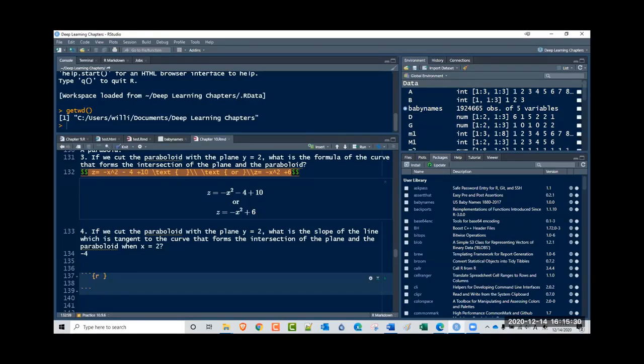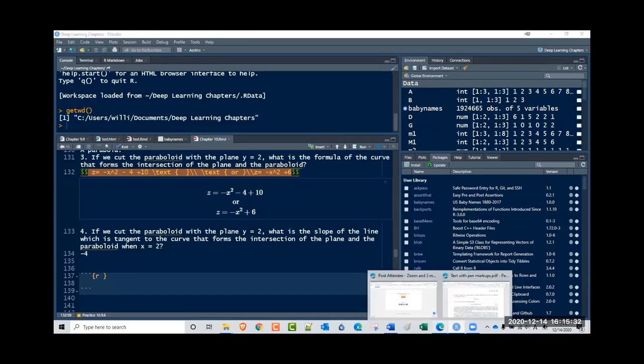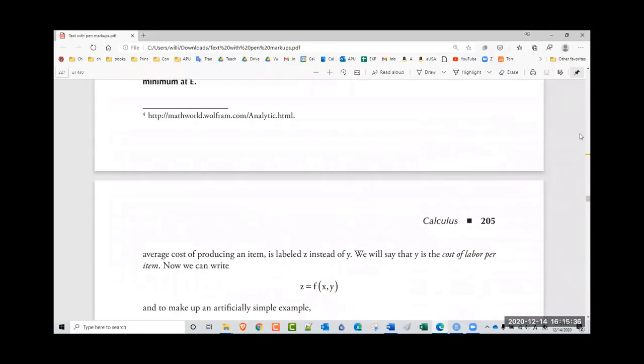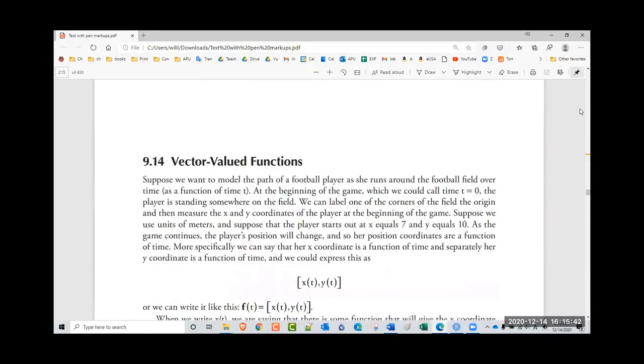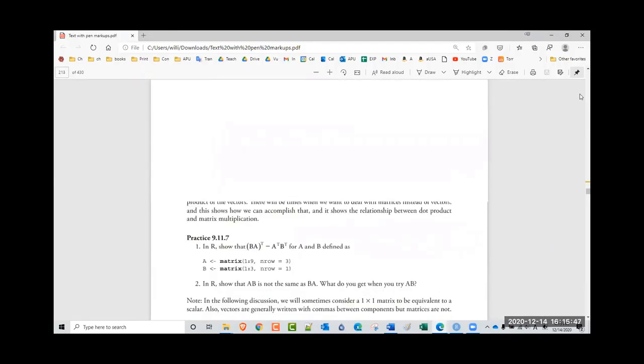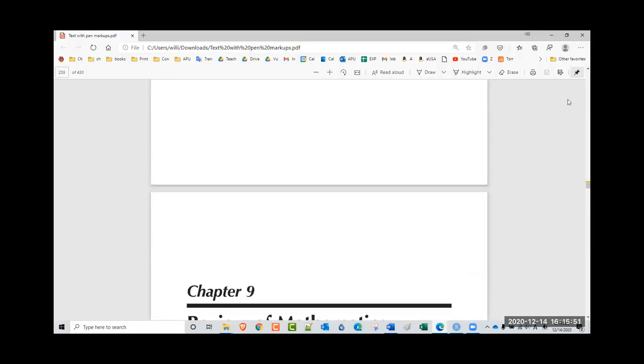Okay, so let's go now to the book. I guess we didn't finish chapter 9, but I'm not going to spend much time on chapter 9 because I think you can read it and it's pretty clear. But let's just breeze through it.